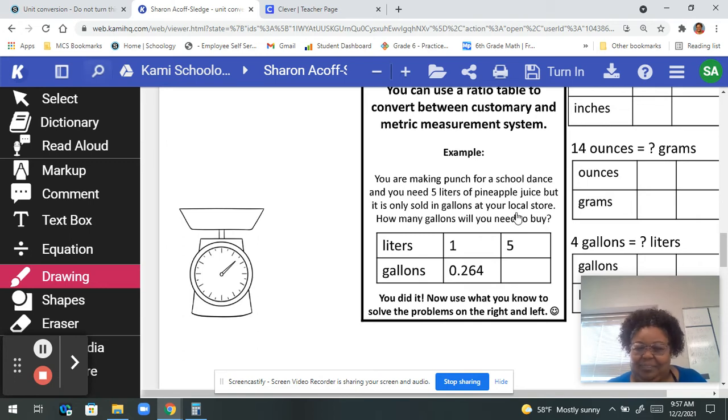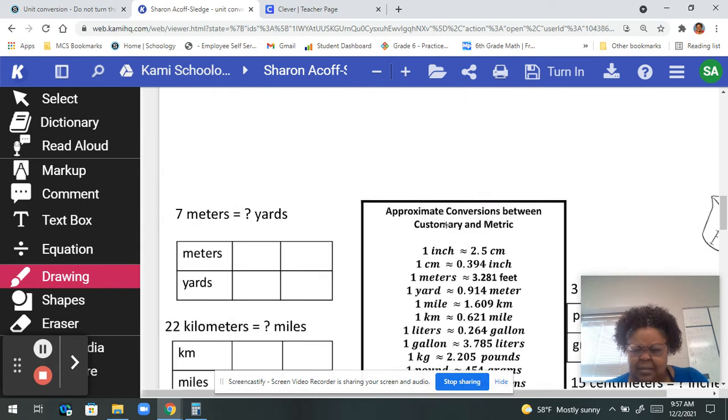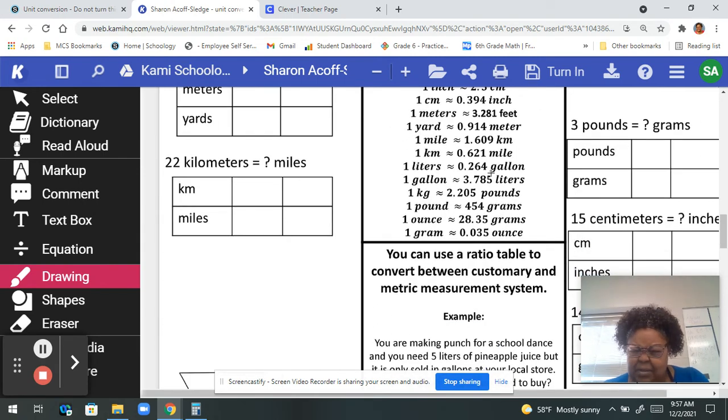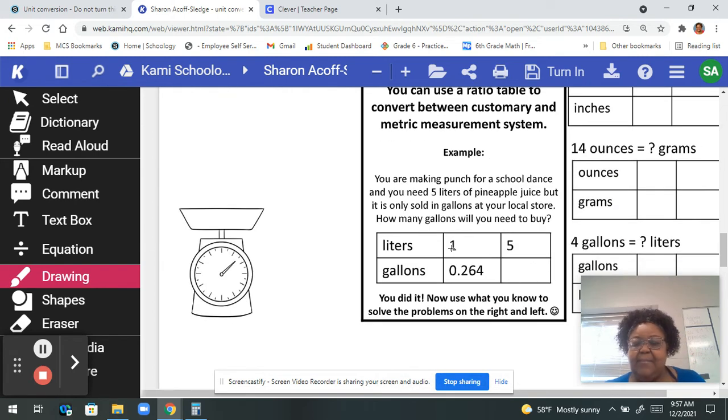All right. So from our conversion chart, we know that 1 liter is 0.264 gallons, 264 thousandths of a gallon. Okay. So we need 5 liters. So what we look at here, 1 times 5 gives me 5. So I'm going to take 0.264 and multiply it by 5, and that gives me 1.32. So I will need 1.32 gallons of pineapple juice.